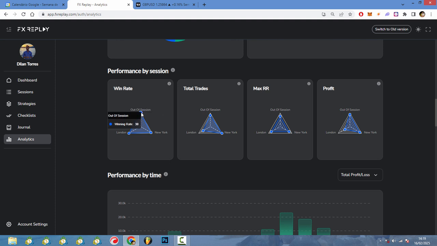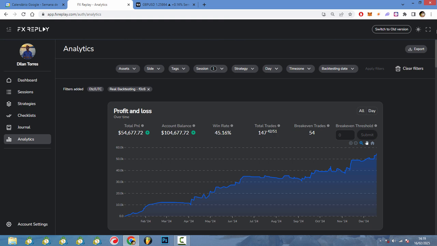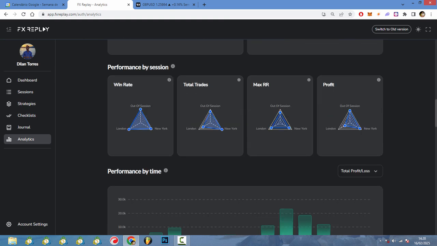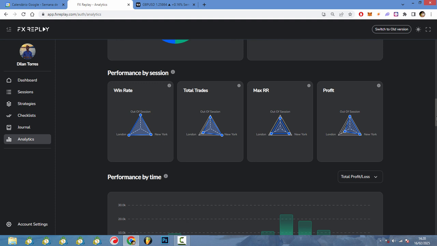So here you can see that my win rate out of session, again, this is most probably London close, 30%, New York, 25%, 30%, maybe quite low for you. For me, it works. And you can see the equity curve, it's profitable, all right? Everyone's got their strategy, everyone's got their probabilities, works for me. It might be low for you in terms of win rate.